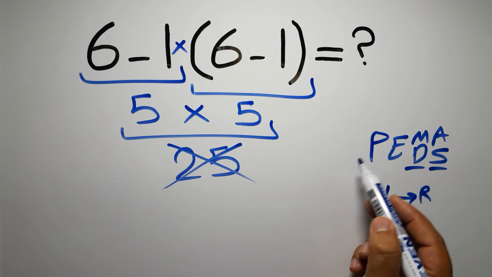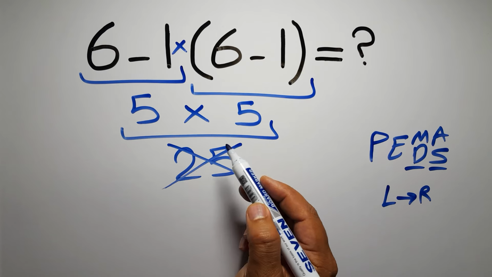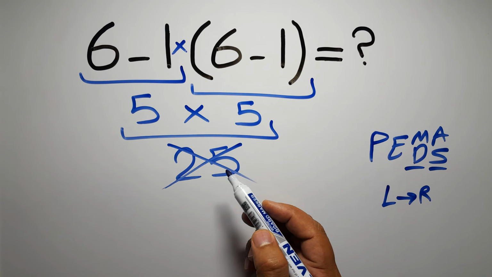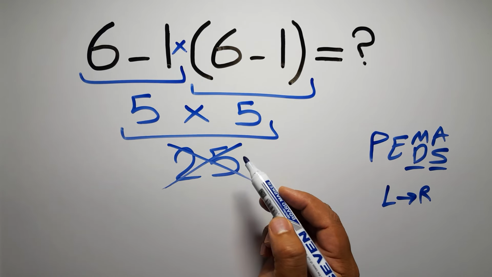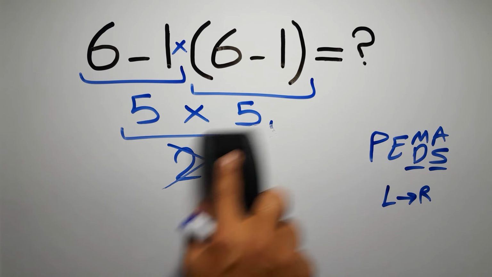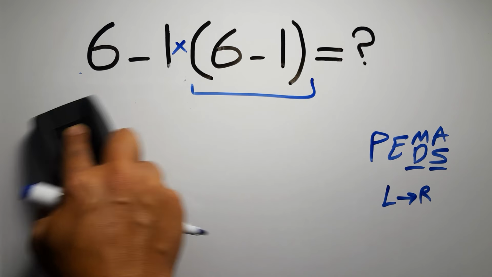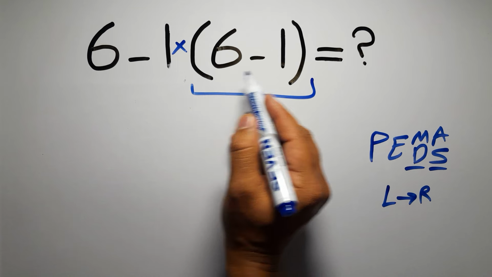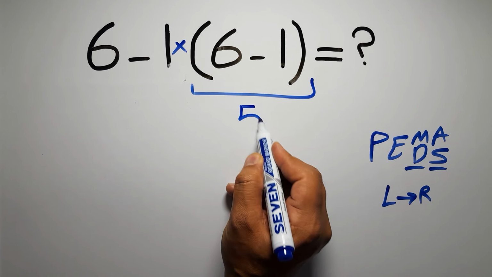Okay, so according to the PEMDAS, first we have to do this parenthesis, then this multiplication, and finally this subtraction. If we do this subtraction before this multiplication or this parenthesis, it is wrong. So first we have to do this parenthesis. Inside this parenthesis we have 6 minus 1, which equals 5.